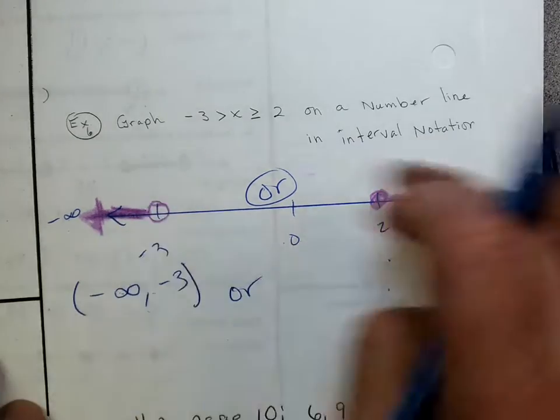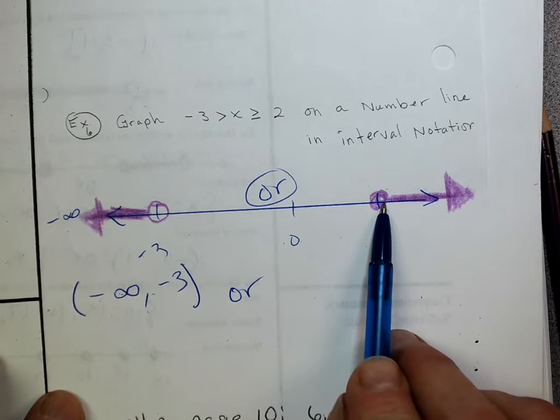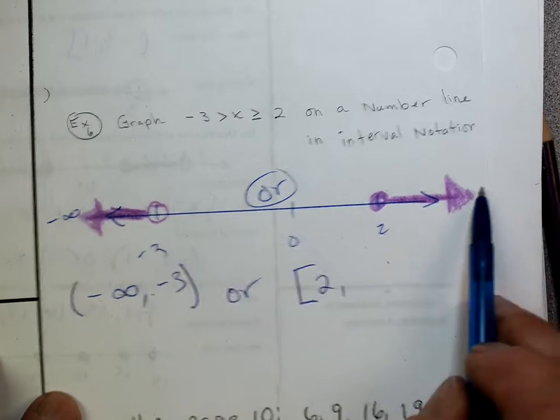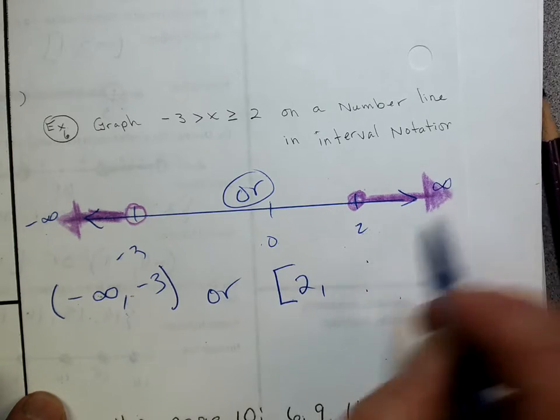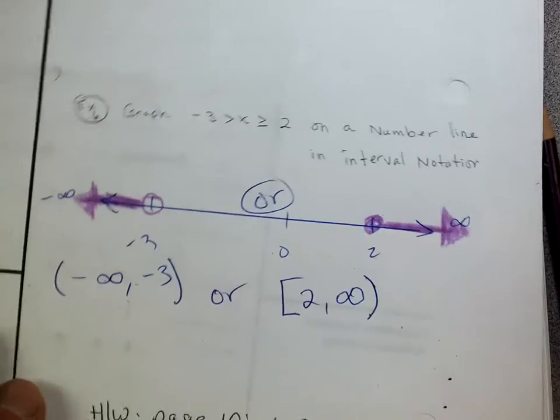Or, I got to jump from here to here. Or, okay, I go to 2. Is 2 included or not? It is. So, bracket 2, comma. Okay, what's the very last? Where's this going to? Infinity, right? So infinity. Can you get to infinity? No. Parentheses. There it is.